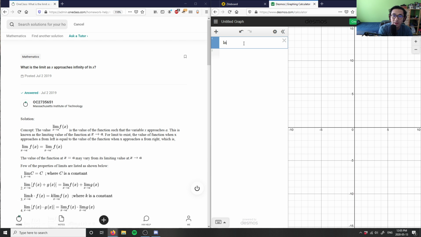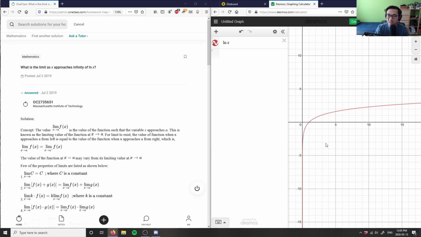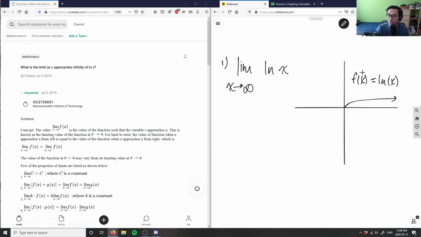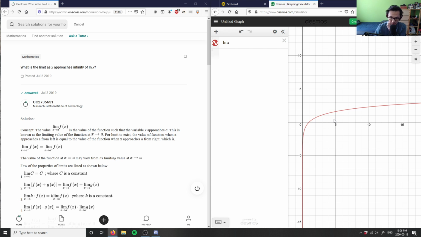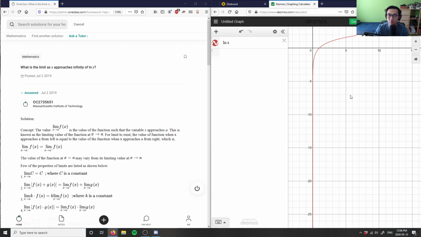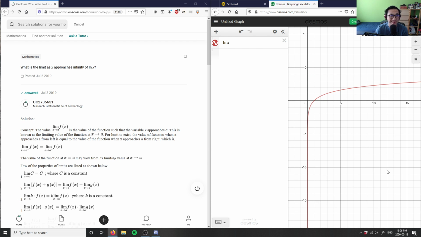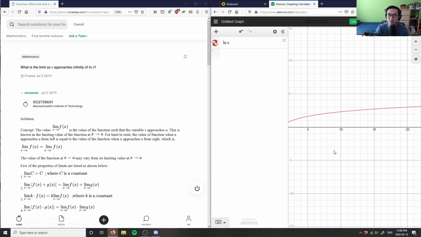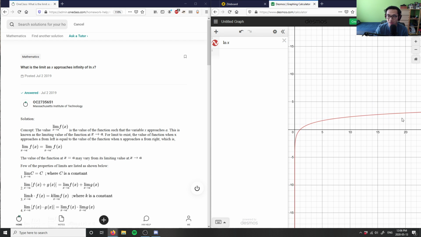If I were to type in ln x here, as you can see, this is going to steadily increase as we go towards the right-hand side. If I were to go towards negative infinity, ln can't be 0 here, so there's a little asymptote that goes all the way down. Basically, we know that the natural logarithm can never be a negative number. As x approaches infinity, it is going to steadily increase.